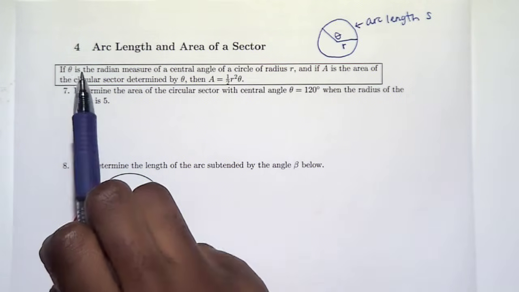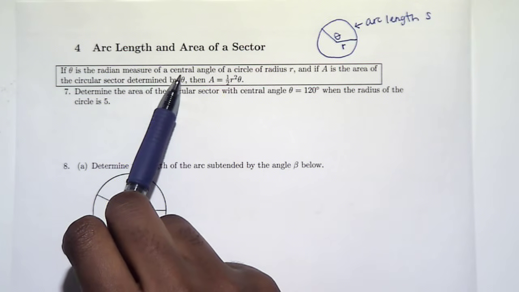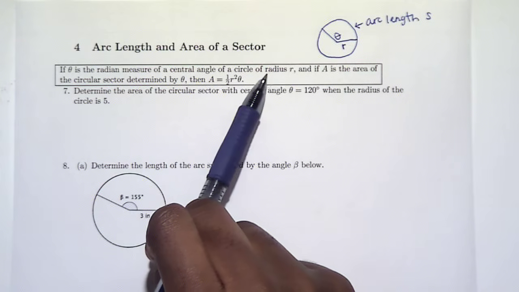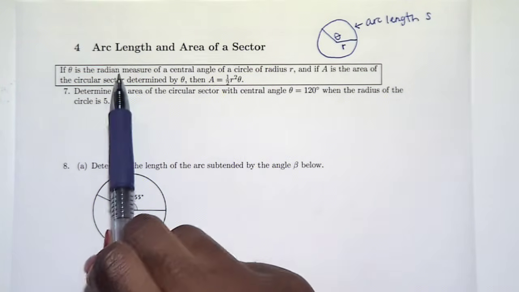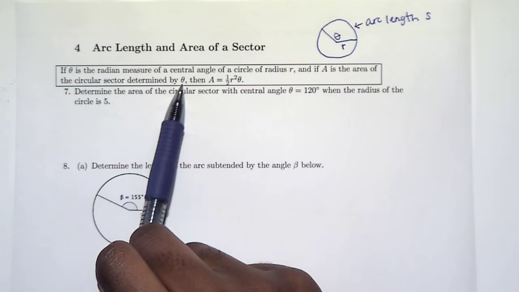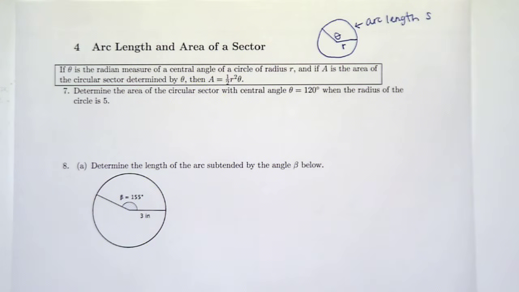All right, so here's our definition that we're about to find. If theta is the radian measure of a central angle, so that's this angle in our circle, of a circle of radius R, and if A is the area of the circular sector determined by theta, then this is how we find the area of that sector: 1/2 r squared theta.